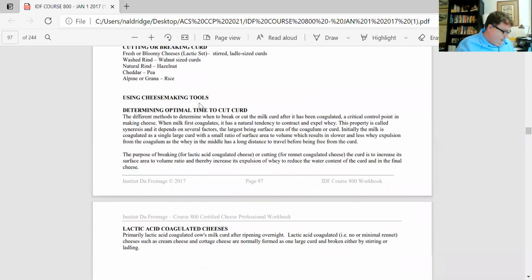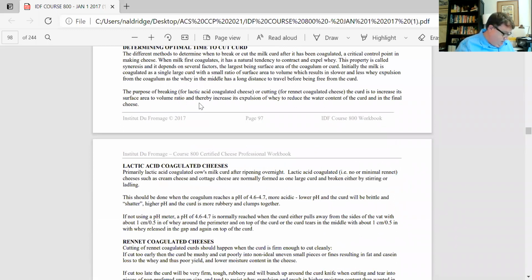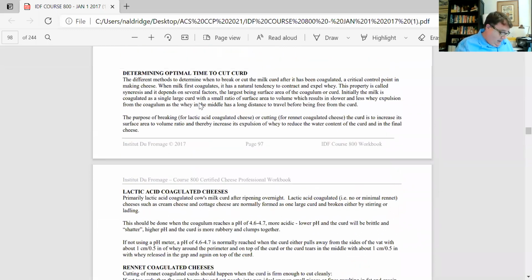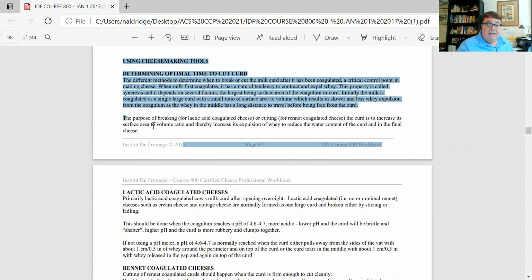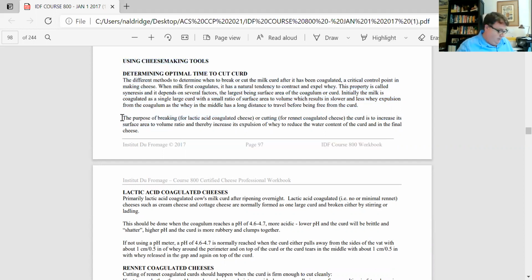All righty, continuing on down to page 97. I've got, determining optimal time to cut the curd. Under that one, you're getting introduced to this phrase here, critical control point. Critical control point. You're going to need to know what that is. That's coming into food safety. And the very last paragraph here on page 97, absolutely know that. The last paragraph on page 97, this little blurb. Okay, 98.